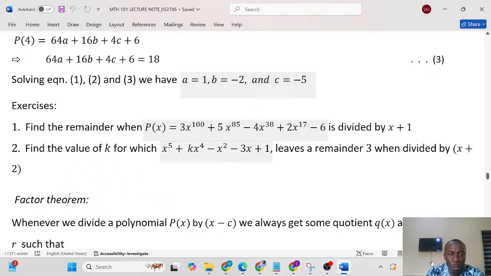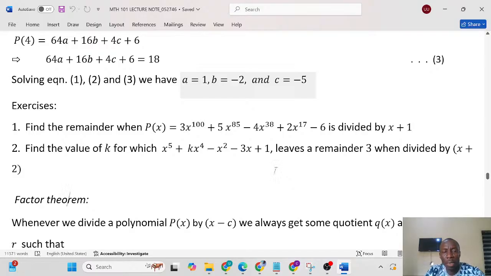Find the remainder when p of x equals 3x^100 plus 5x^85 minus 4x^38 plus 2x^17 minus 6 is divided by x plus 1. Question 2 says, find the value of k for which x^5 plus 4x^5 plus kx^4 minus x^2 minus 3x plus 1 leaves a remainder of 3 when divided by x plus 2.